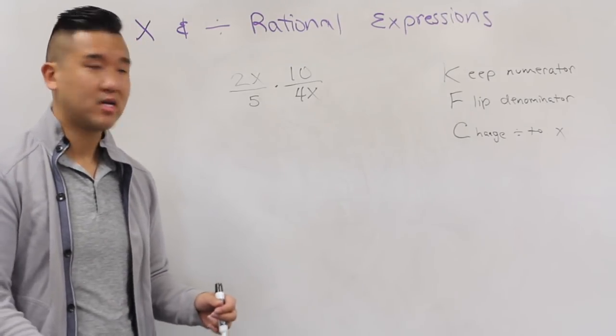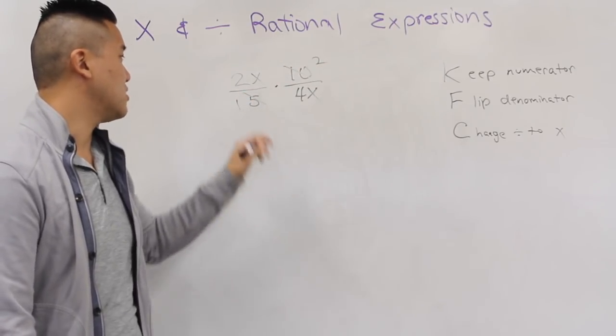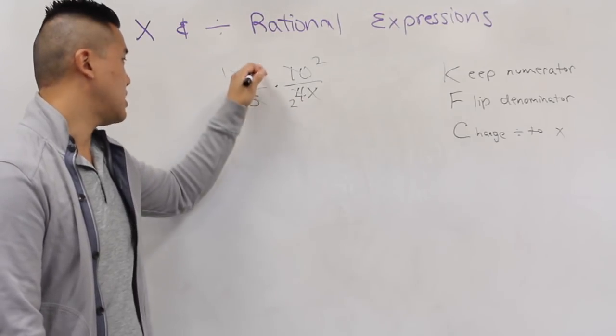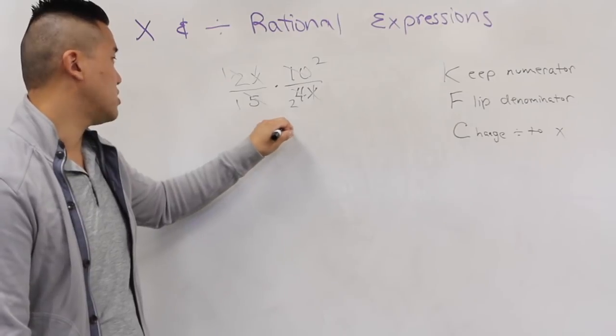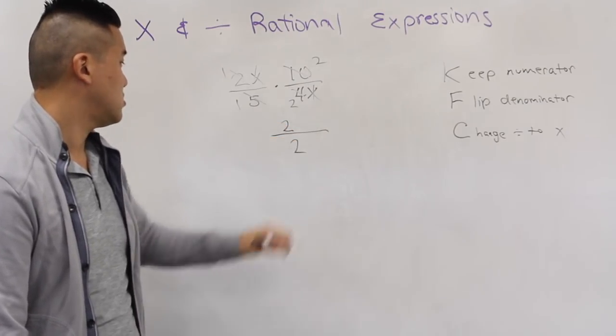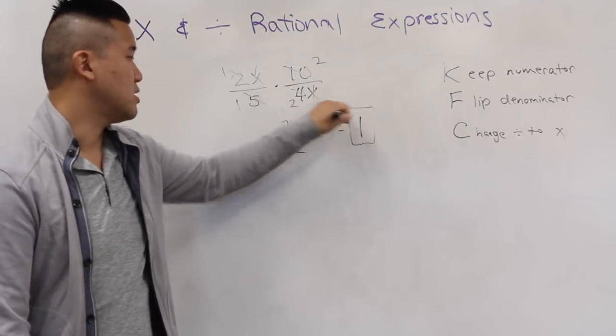All right, welcome back. Canceling top and bottom. Well, I see this 5 and this 10. You can cancel out there. This 2 and this 4 cancel out there. And this x is canceled out. So you're left with what? 2 on top, 2 on the bottom. So actually that cancels out 2. We actually get 1. So my answer at the end of the day just becomes 1.